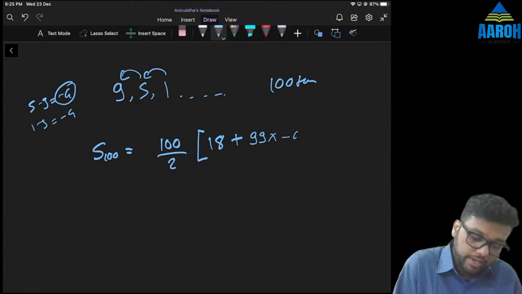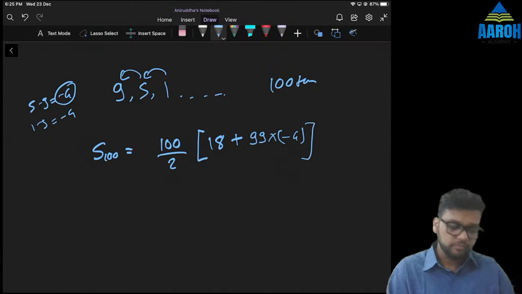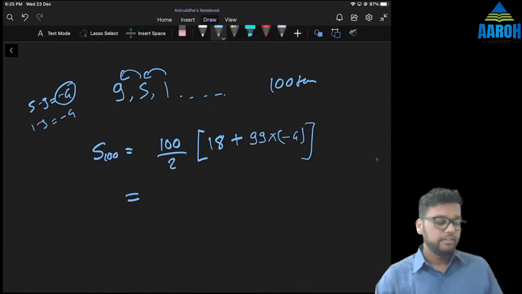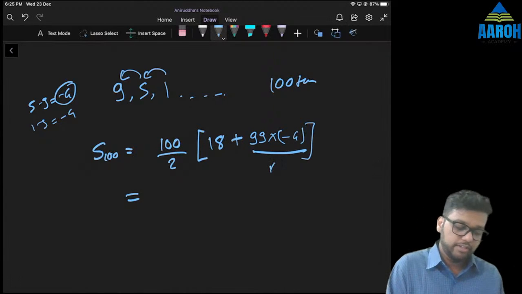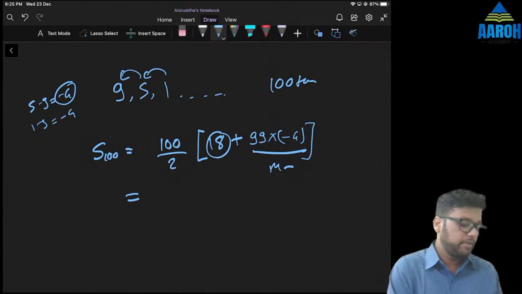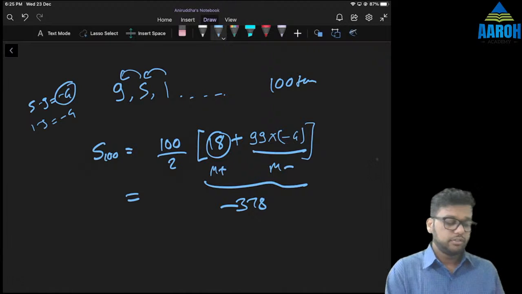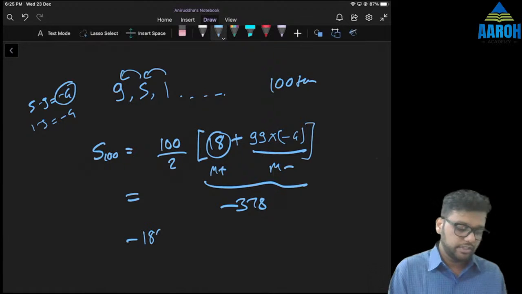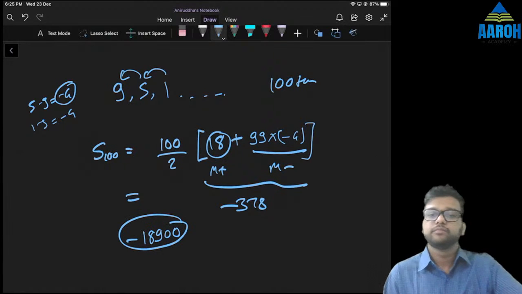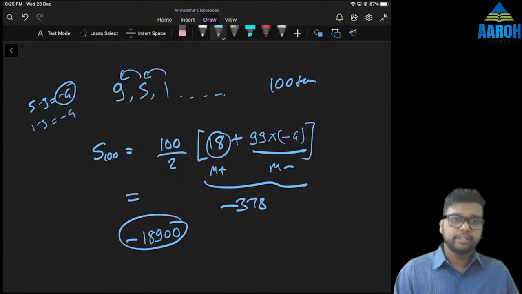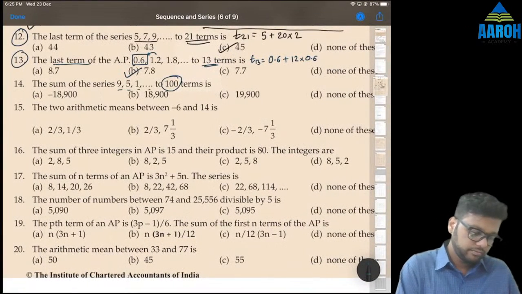So minus 4. You should do it on a calculator, don't solve it. 99 into 4, minus, 18 plus. That gives us 378 as this bracket, negative 378. So into 100 by 2, into 50. Negative 18,900 is the correct answer. Negative 18,900. Check if you've got it. Option A.